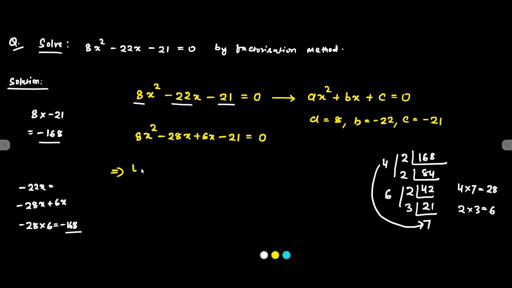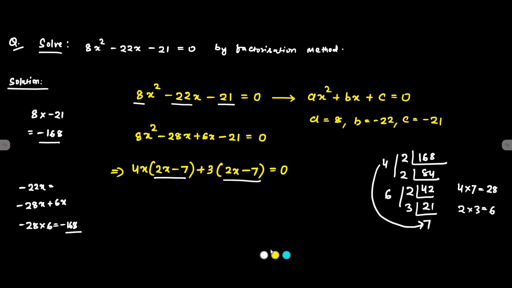Let's take 4x common: 4x into (2x − 7). 4x into 2x is 8x², and 4x into −7 is equal to −28x. Plus 3 into (2x − 7), that is equal to 0. Here also 2x − 7, and here also 2x − 7.